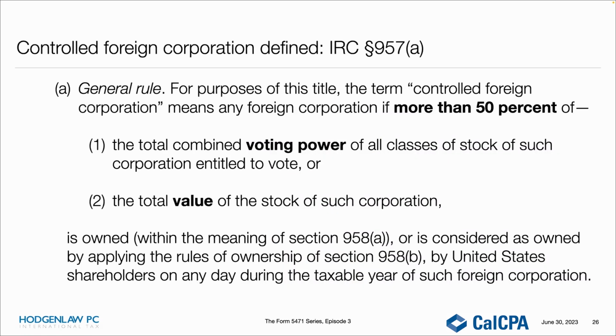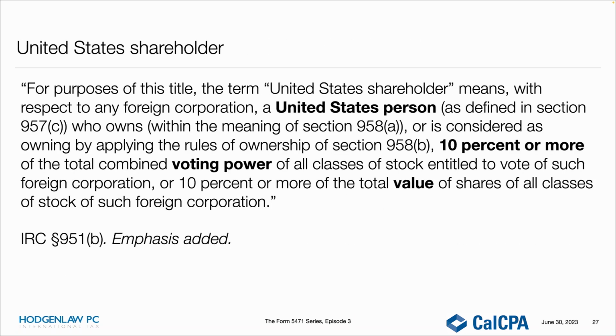Here are the words defining what a controlled foreign corporation is. You can see more than 50%, and it's by voter value. It tells you in the bottom part of the little text where to look to define what ownership means, which is section 958. What's a United States shareholder? Again, here's the code section that tells you it's you own 10% or more by voter value.